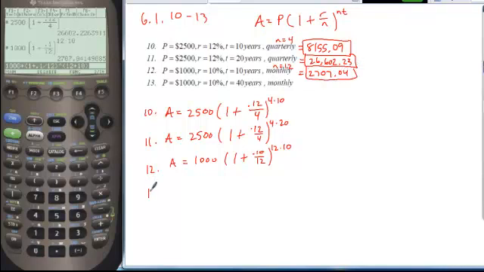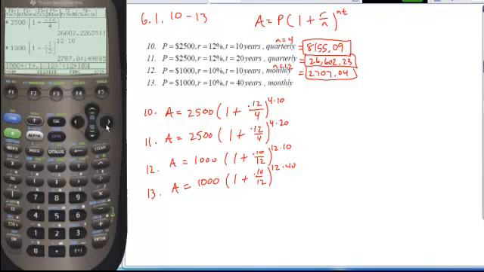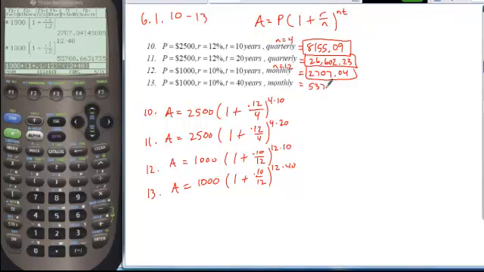Problem 13 differs from 12, again, only in the number of years. So I still have 1,000 for the principal, I still have 10% and 12 compoundings. The only difference is this is 40 years for the T value. And so when I calculate, I simply need to change the 10 to a 40, and I get my solution, $53,700.66.